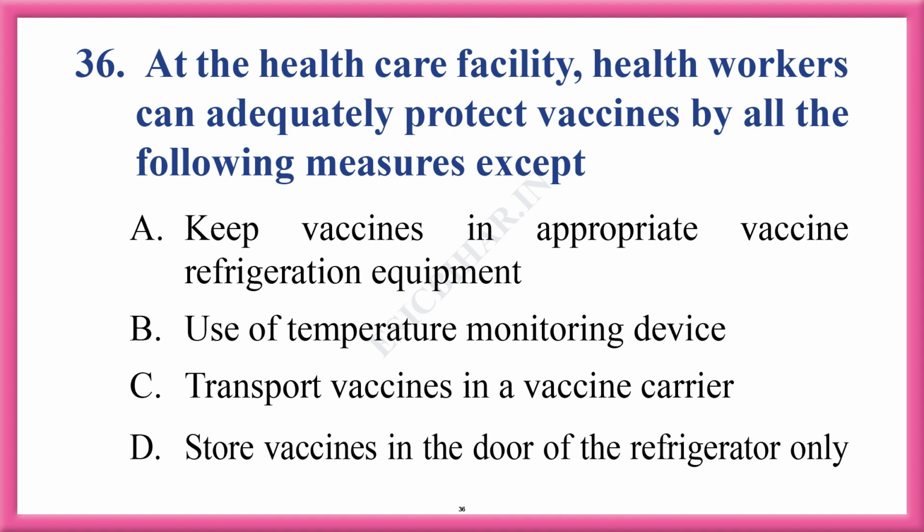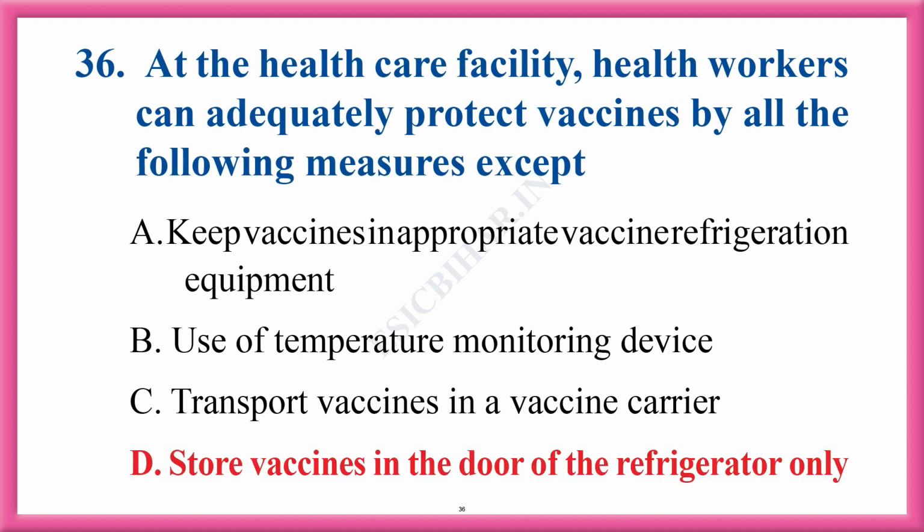Question 36. At the healthcare facility, health workers can adequately protect vaccines by all the following measures except A. Keep vaccines in appropriate vaccine refrigeration equipment, B. Use of temperature monitoring device, C. Transport vaccines in a vaccine carrier, D. Store vaccines in the door of the refrigerator only. And the answer is D. Store vaccines in the door of the refrigerator only.